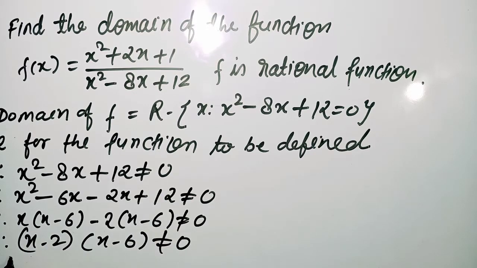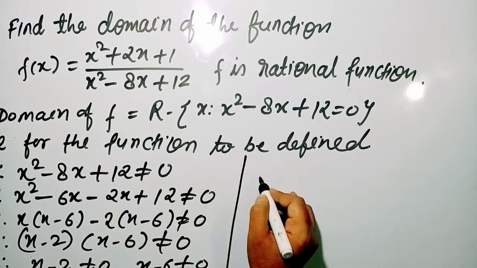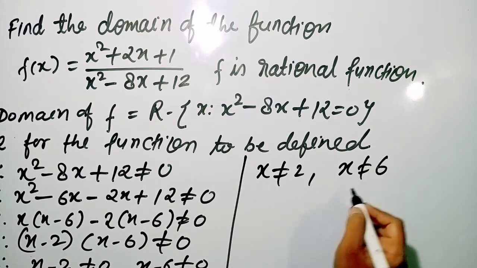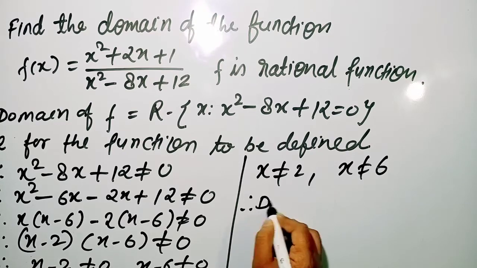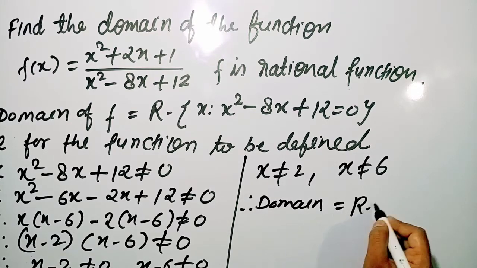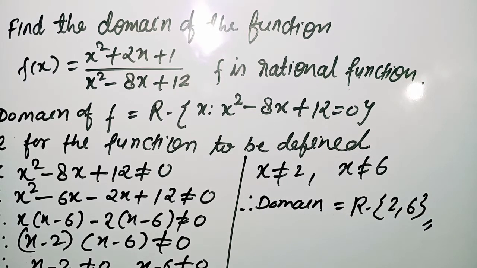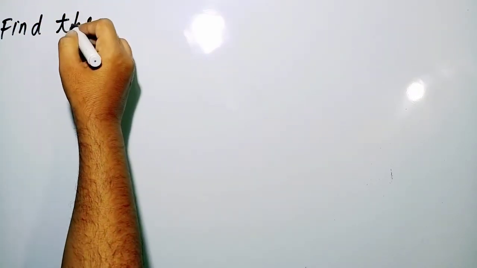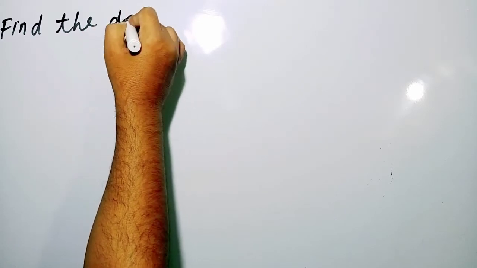x minus 2 and x minus 6 does not equal 0. It means x does not equal 2 and x does not equal 6. So domain is what? R minus the roots of the given denominator polynomial. So R minus {2, 6}. Let us see the next one.